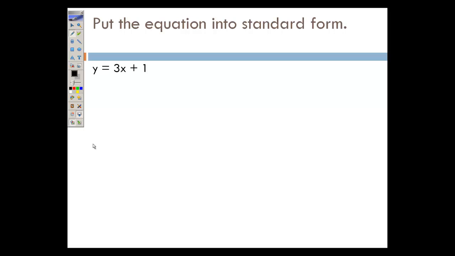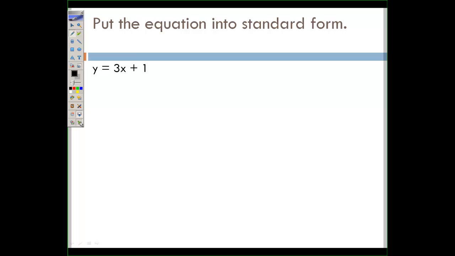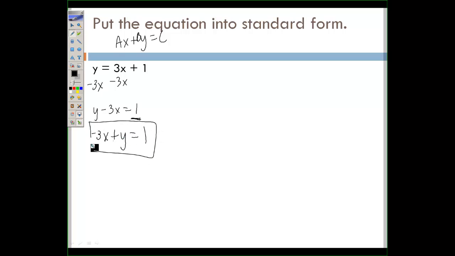So let's take a look here. If I want to put this equation into standard form, I need my x and my y on the same side and just a constant on the right-hand side. This one's not too difficult. I know if I subtract 3x from both sides, I have y minus 3x equals 1. I have a constant over here. I'm almost done because in standard form it is my x term, then my y term, then my constant. So I need to write my x term first, then my y term, then my constant. This is in standard form.